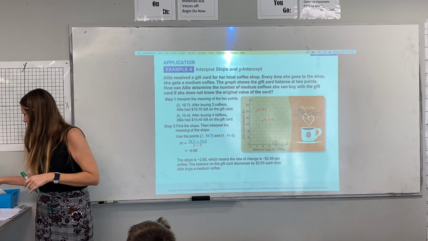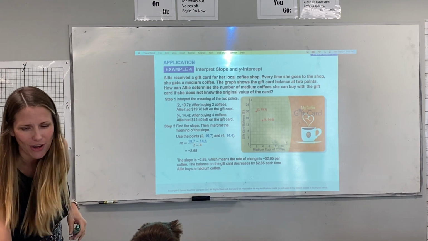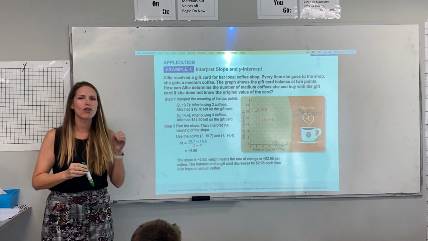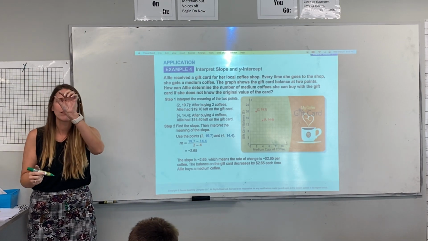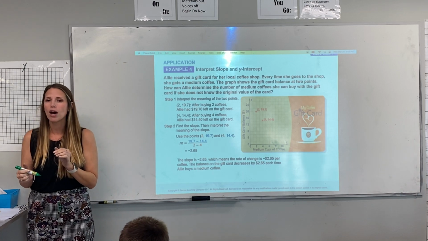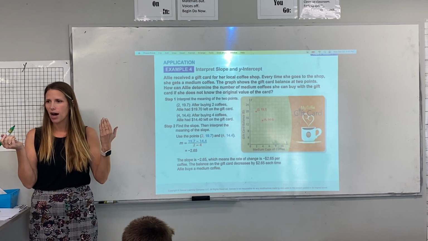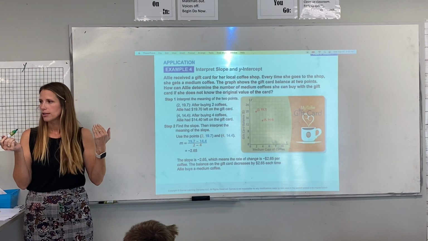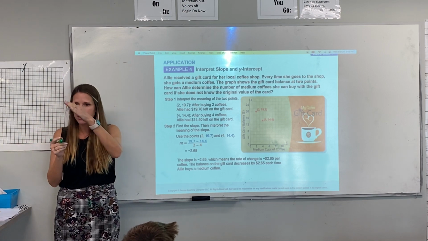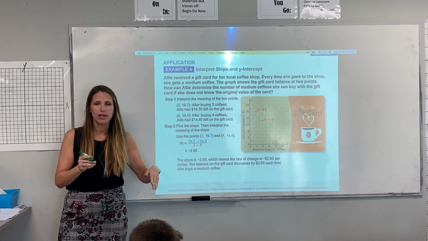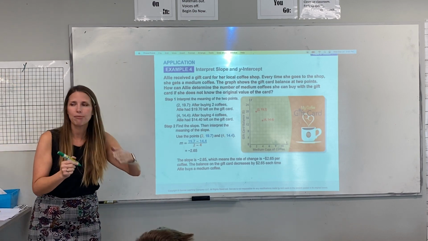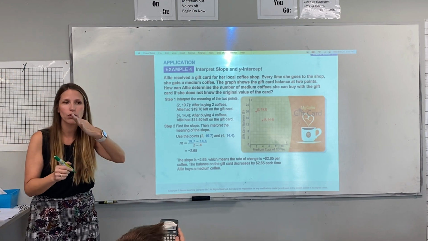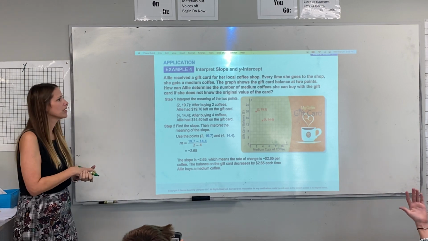A medium coffee? Very, very good. That was a hard question. The price of the medium coffee, because it's the same every time. So the rise and the run, now are we dealing with a positive or negative slope here? Negative, because she's spending the money, so it's decreasing by the same amount every time. So we have a perfectly smooth line. That is our slope. Very good.